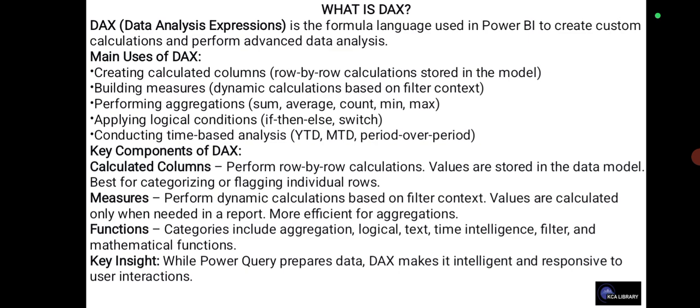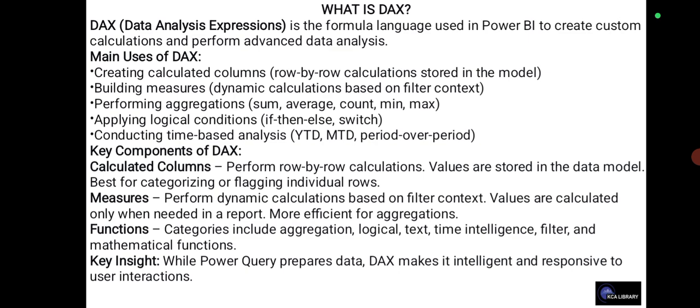All right. So what are the key components of DAX? Now, DAX has what we call calculated columns. The calculated columns perform row by row calculations. Values are often stored in the data model, and this is best for categorizing or flagging individual rows. Then DAX also consists of what we call measures. It is measures that perform dynamic calculations based on filter context. Values are calculated only when needed in a report, and it is more efficient for aggregation. So you can use measures to calculate sum, average, count, minimum, or maximum.